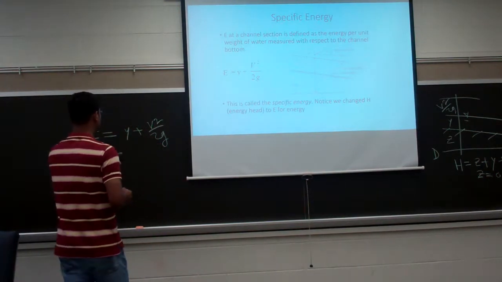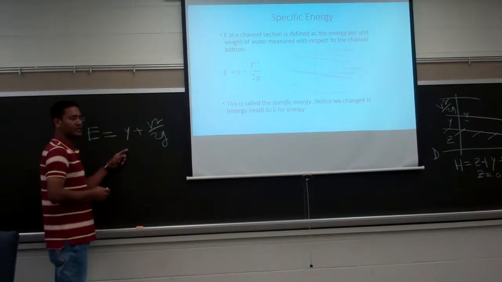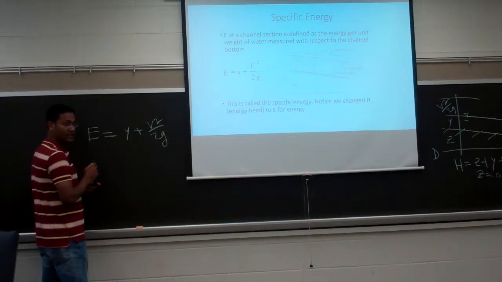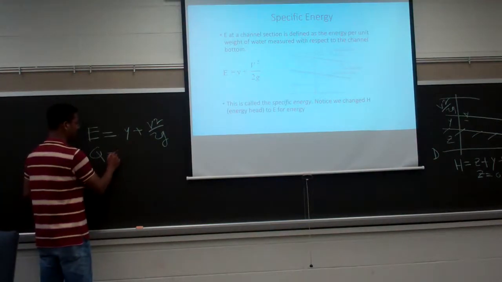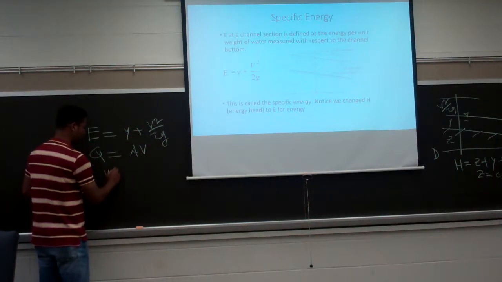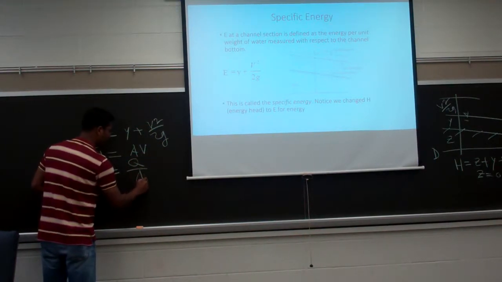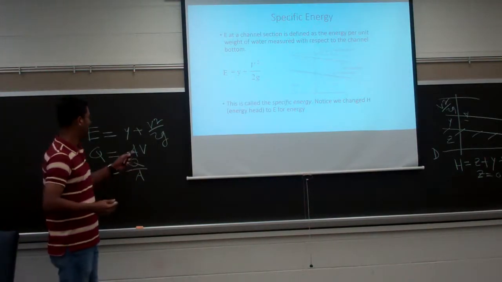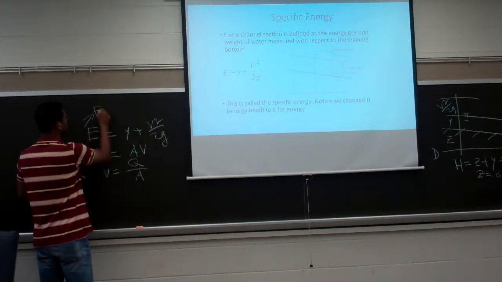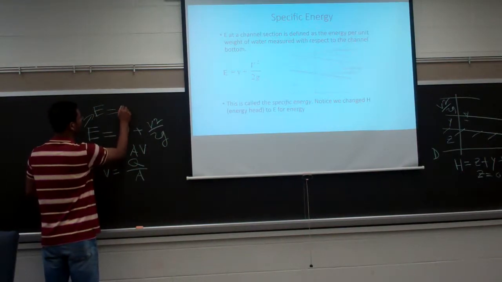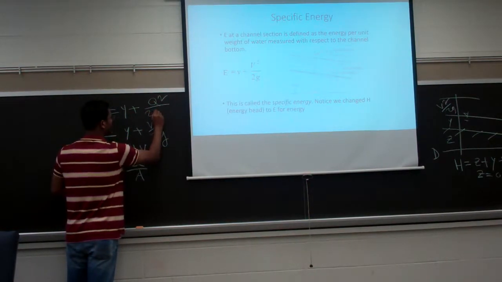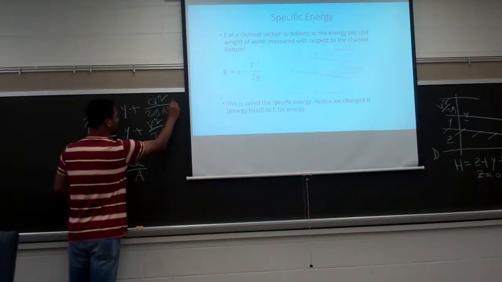So I can write this equation differently. From the last class you also know the continuity equation, right? Q is equal to AV. If I replace this V this way, Q over A, where A is the cross-sectional area, then the equation can be written as E equals y plus Q squared over twice g times A squared, this way.